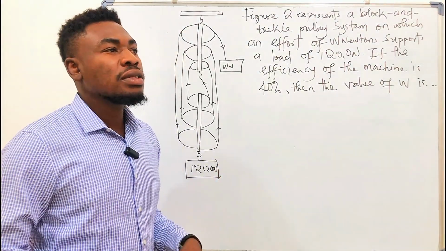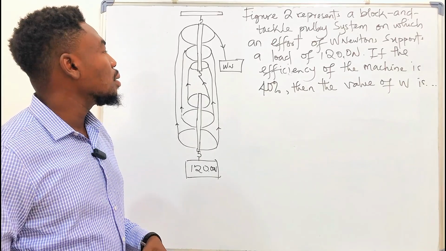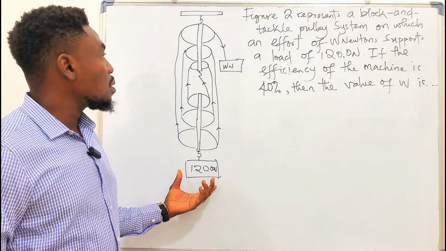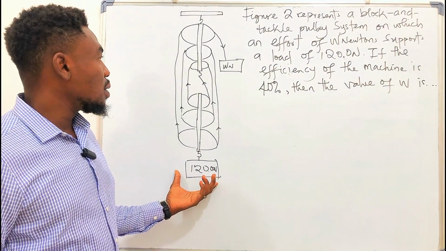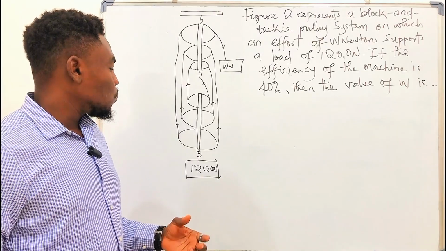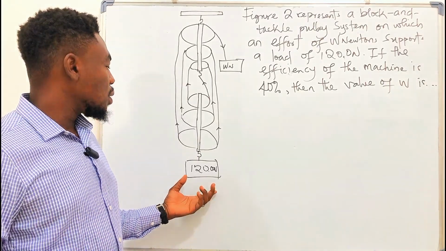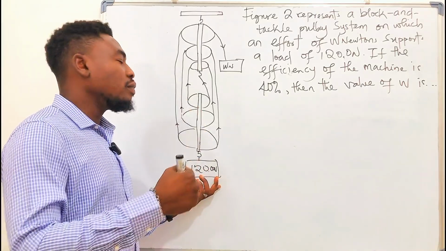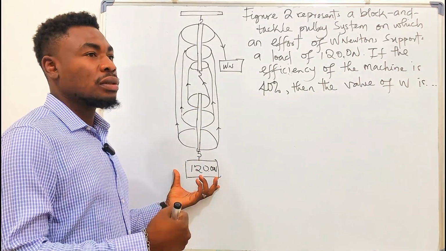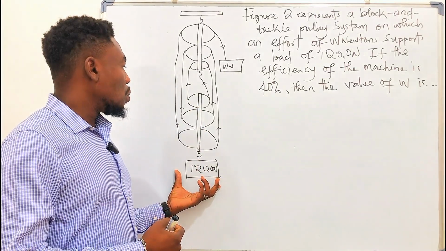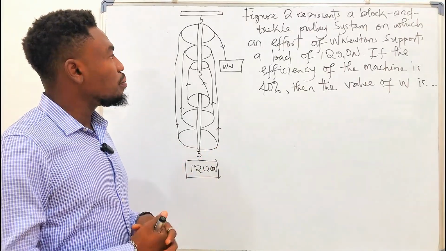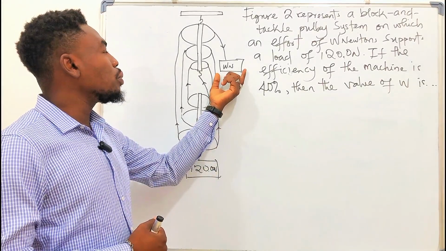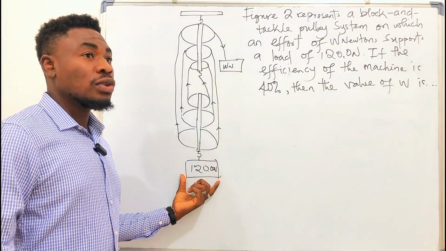Let's look at this question from JAMB 2018. We have a setup like this. This is clearly a block and tackle pulley system. I don't know how many of you have seen this, but we use it to lift up very heavy loads or to draw water from the well. Yes, so this is a pulley system. This is where you pull from, and this is where you attach your load.